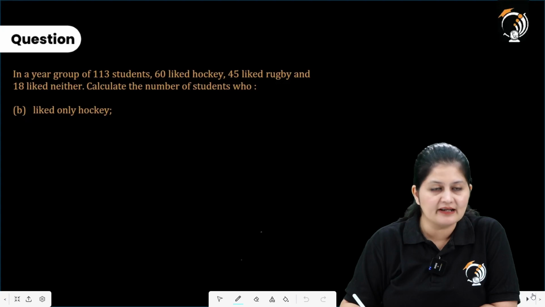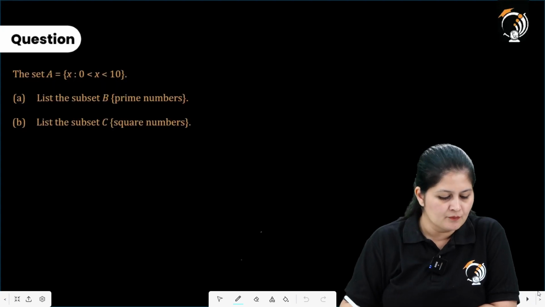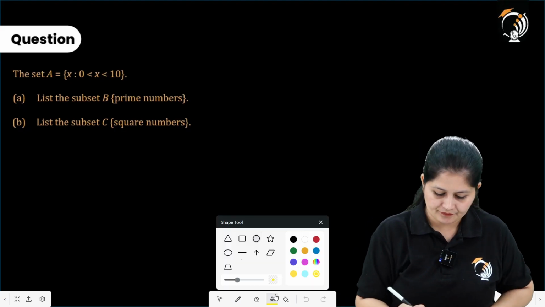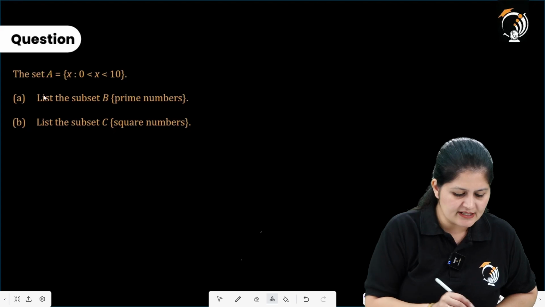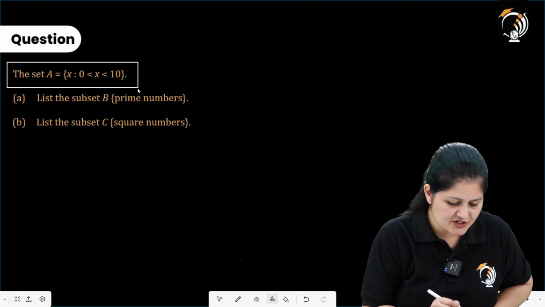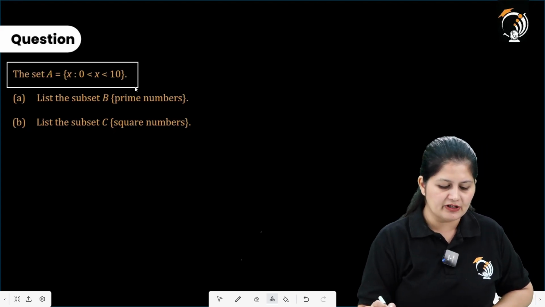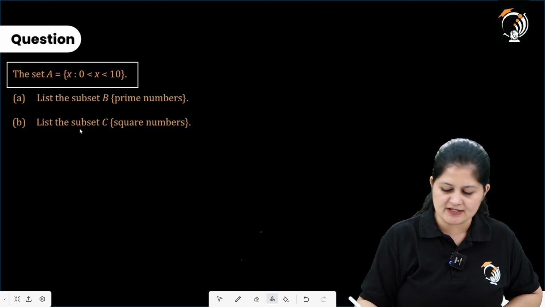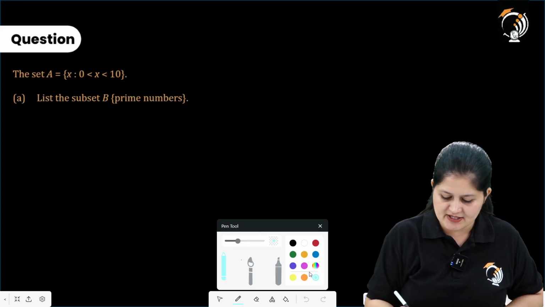So I hope that we are clear with the question now. Moving to the next question here, which says that we are being given a set x such that x is between 0 and 10. We need to list the subset B of prime numbers and list the subset C of square numbers. So let's just write it here.